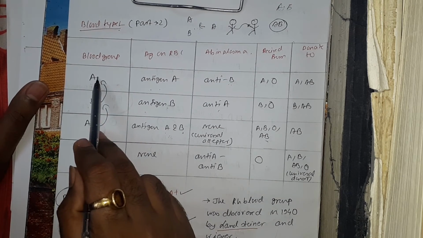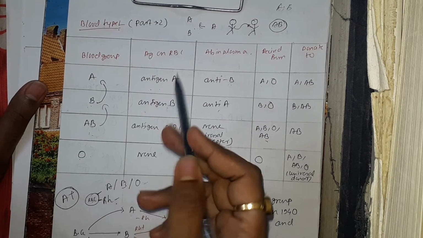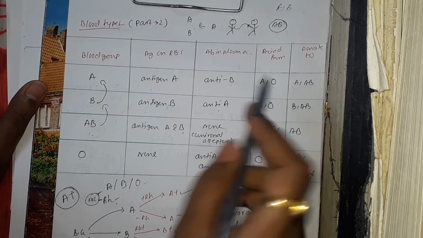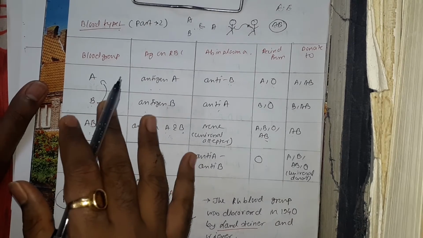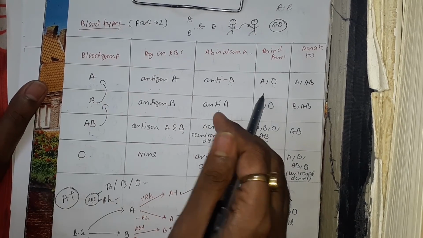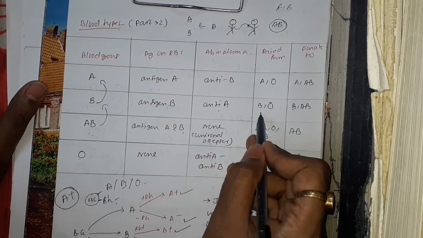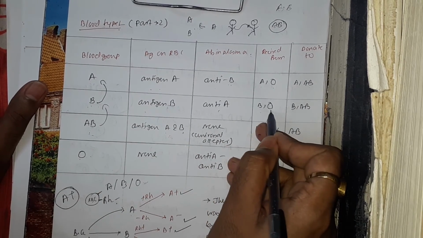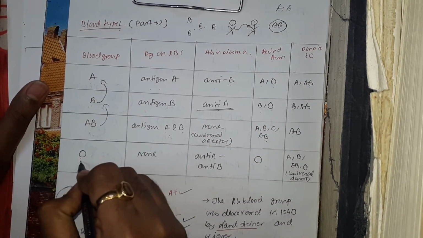Similarly, A blood group can receive blood only from A and O. Why is this so? Because O has no antigen, right? So anti-B does not have the chance to induce any kind of immune response against O. That is why it is totally safe. Similarly, in case of B blood group, O can give them blood, right? Because anti-A has no chance to induce an immune response against O.